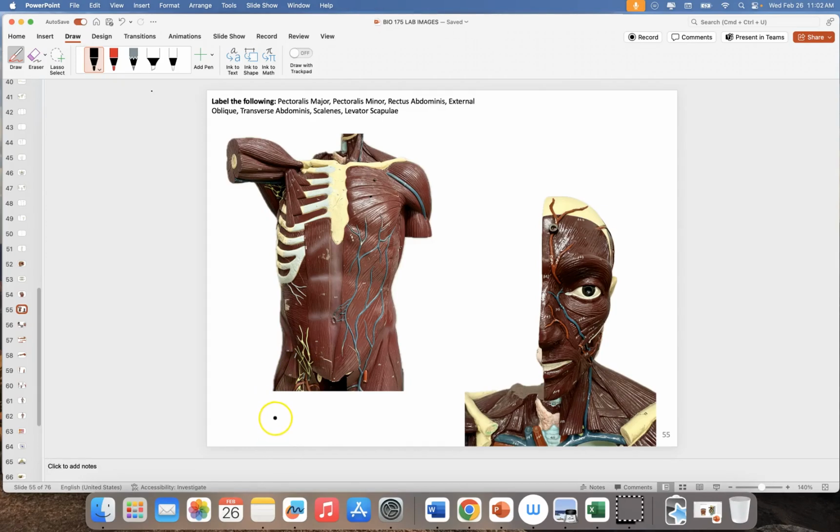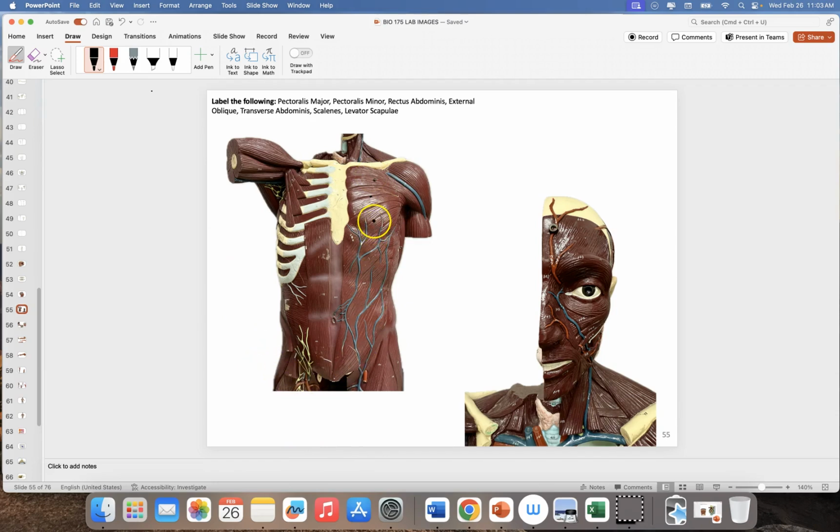Here we are going to take a look at a few additional muscles of the neck, but we're going to focus a lot on the trunk. And we're going to be using images of the large muscle model from lab. The images will be a little bit easier for us to label. But of course, when we get to lab, we'll get to work with the actual model. We'll go ahead and start with this image of the large muscle model.